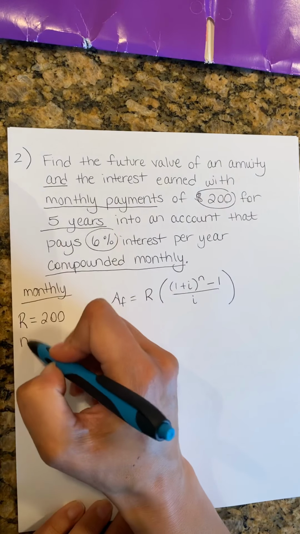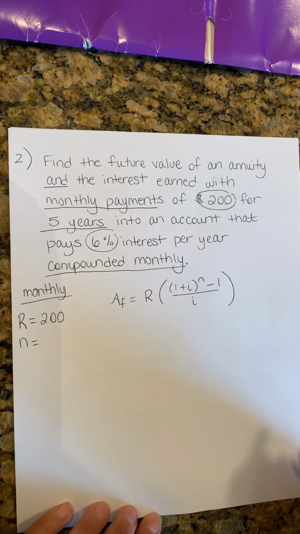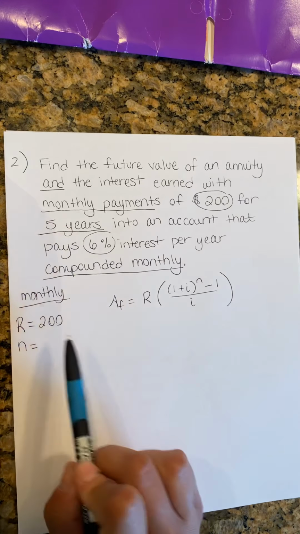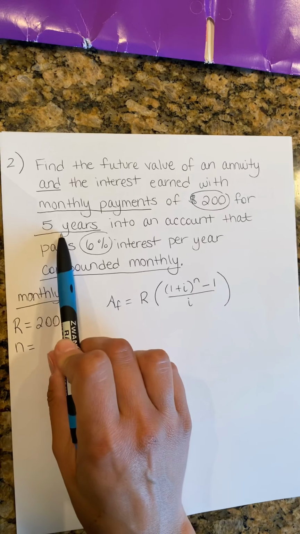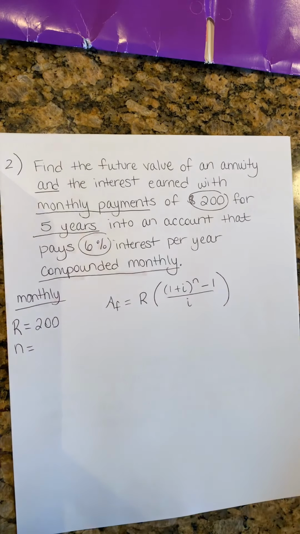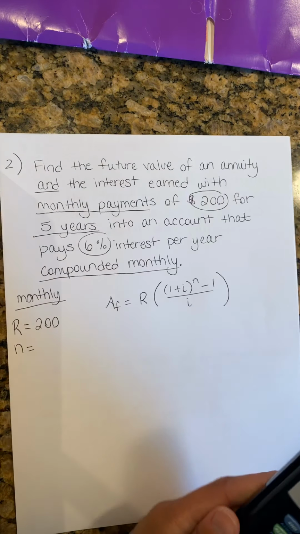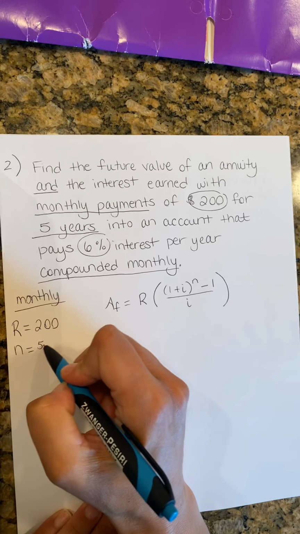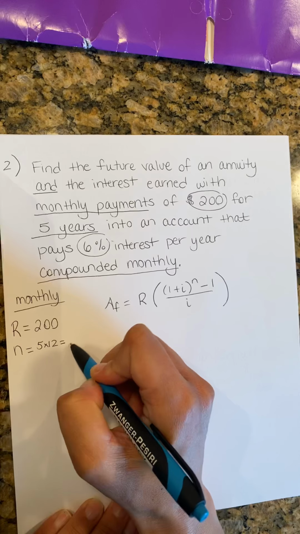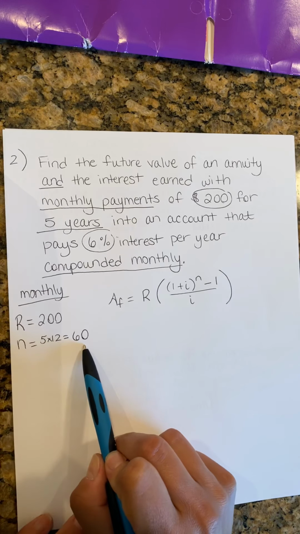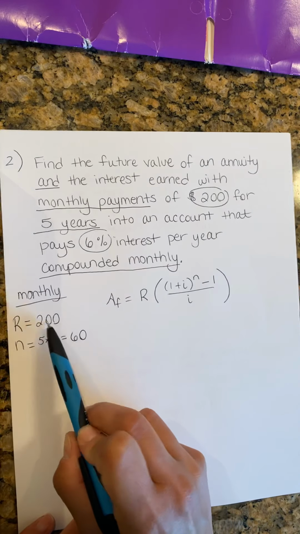Now, our N is how many times we are making that payment. We're doing it for 5 years. That doesn't match. 200 is monthly, 5 is years. So I'm not only making 5 payments of 200, I'm making 5 years times 12 months, right? So your N is 5 times 12, which means you're making 60 monthly payments, 60 payments in that 5 years.